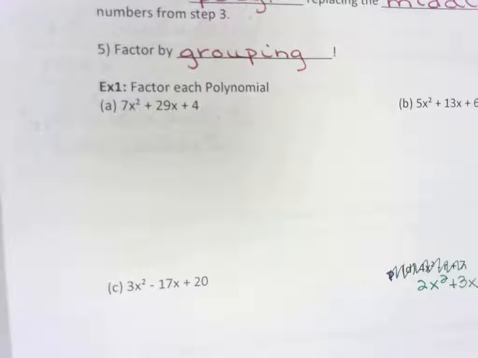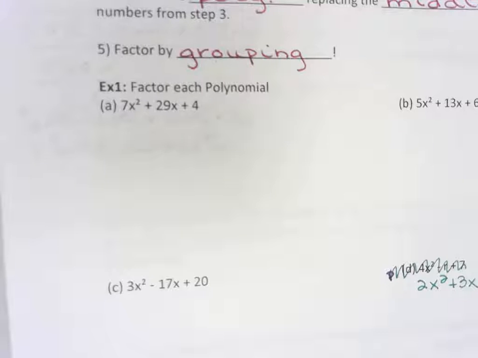So let's look at example 1. What you need to look at to help you decide how to factor is how many terms it has. So how many terms do I have here? 3. Now let's look for a GCF. Is there a GCF between 7, 29, and 4? No. And they all do not share an x. So there is no GCF that I can bring out front.